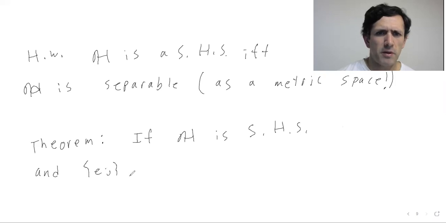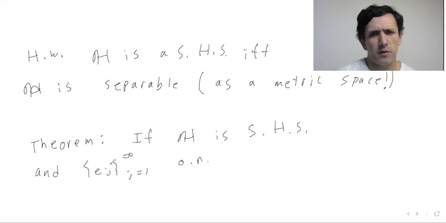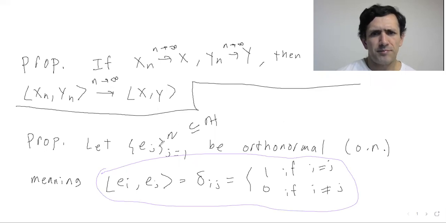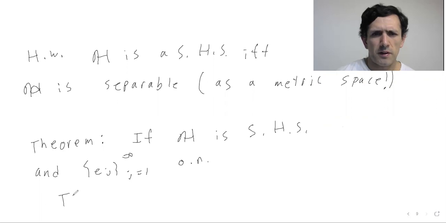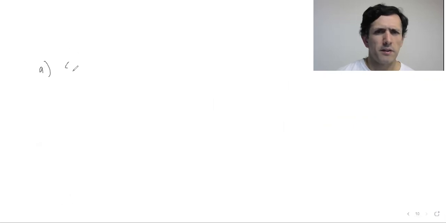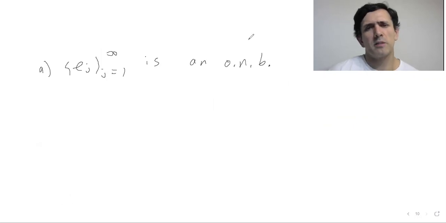and we have EJ being orthonormal, same as the orthonormal definition at the very beginning, exactly this is true for any i and j, then the following are equivalent. A, this is an orthonormal basis. It's a maximal orthonormal subset of my Hilbert space.